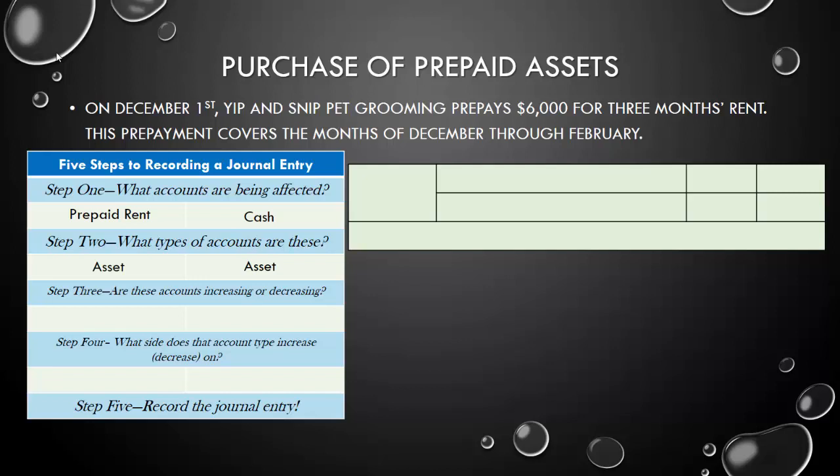Are they increasing or decreasing? Well, after we make this prepayment, the amount of prepaid rent that our company has on the books is going to be going up. And since we are sending cash out to our landlord to prepay, it's going to be going down. And because they're both assets, we know that assets increase on the debit side and decrease on the credit side. So this entry during the period to put the prepaid rent on the books in the first place would be on December 1st. We debited prepaid rent for the entire amount of the purchase, $6,000, and we credited cash for that same amount.